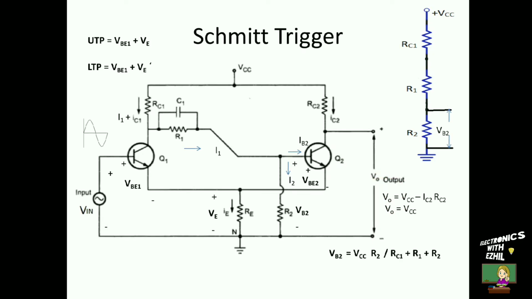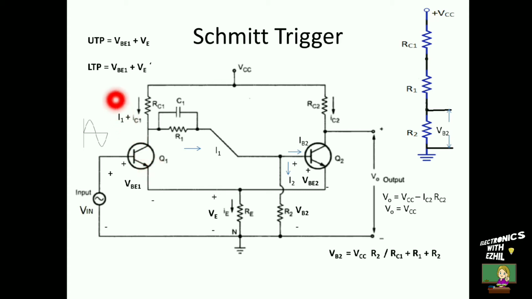Now I am going to apply the input sine waveform between the base emitter junction of the transistor 1. When the input voltage reaches the cut-in voltage of the transistor 1, the transistor 1 will not go to on state because in addition to this cut-in voltage, we have here some reverse bias voltage VE. So the total barrier potential of the base emitter junction of the transistor 1 is VBE1 plus VE. When the input voltage reaches the VBE1 plus VE, the transistor 1 will go to on state.